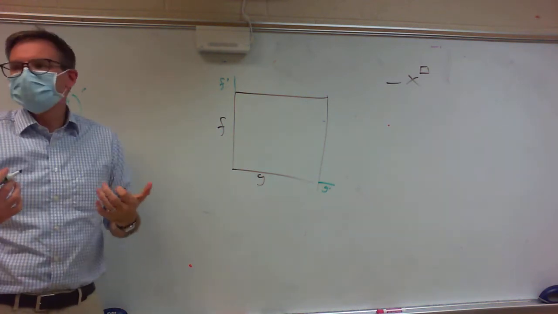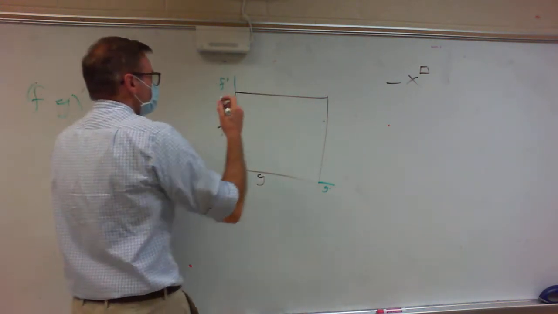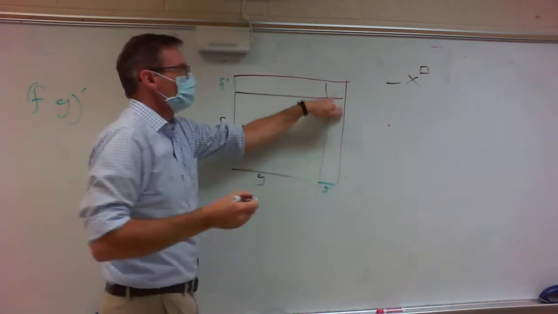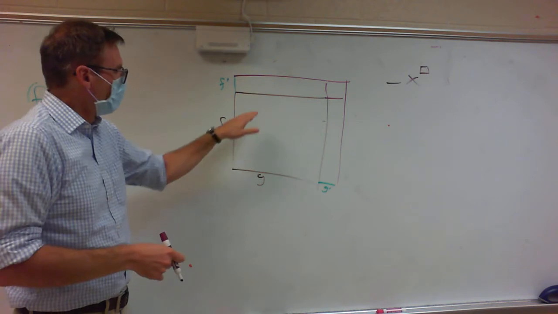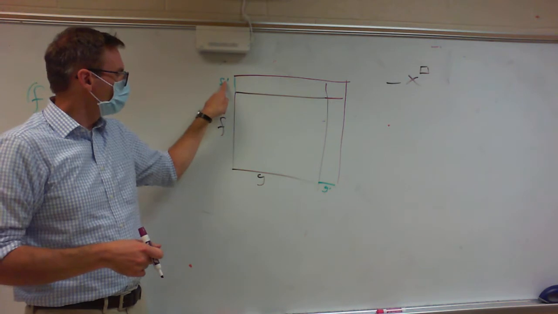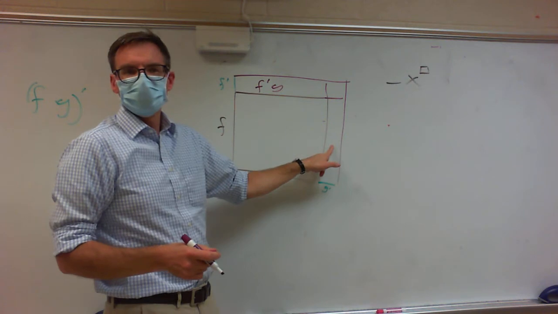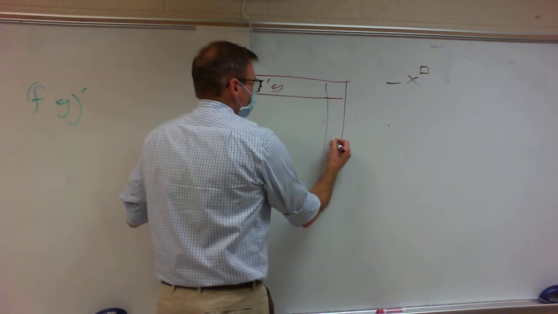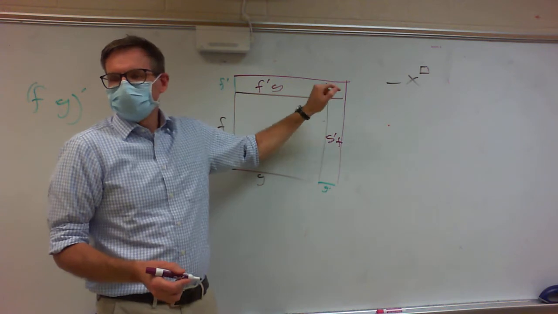So now let's look at the change in area. If I look at the change in area, my rectangle grew this little bit, didn't it? So let's find the areas of the little bits that grew. What's the area of this rectangle? F prime times g. F prime times g, right? Okay, so this is f prime times g. What's the area of this rectangle? G prime times f. F times g prime. Yeah, or f g prime. Or g prime times f, right? And what's the area of that little rectangle?